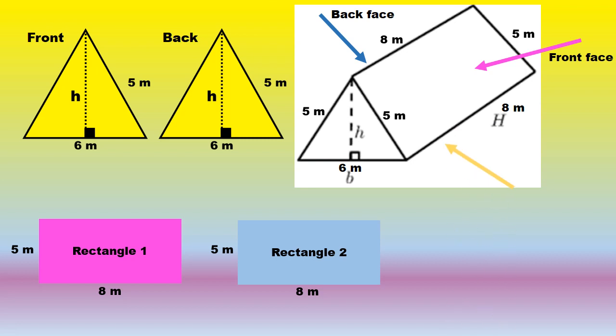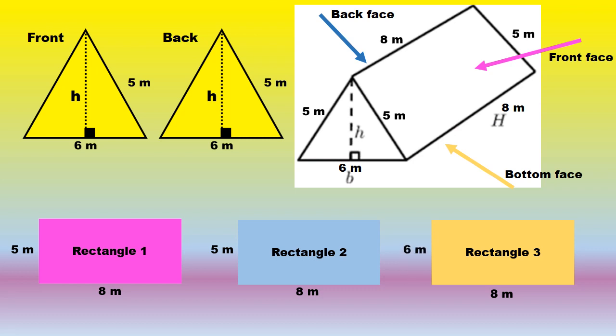Then the bottom. So let's have a look at the bottom. Let's call it the bottom face. That would be rectangle 3. So I just want to ask you, what would be the length and the breadth over there? Can you see, obviously, the length is going to be 8. And then can you see the breadth over there is going to be 6.